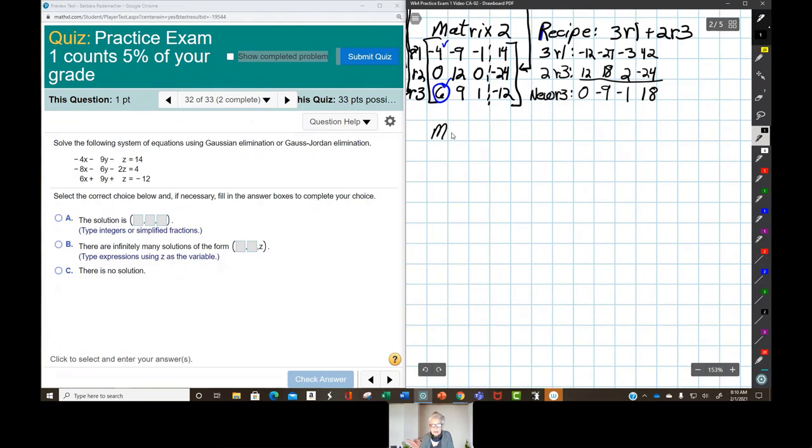All right, this is matrix 3. Row 1, row 2, row 3. And new row 3 is going to come down like that. 0, negative 9, negative 1, 18. And then I take row 1 and row 2 from up here, from the matrix immediately before this matrix. Negative 4, negative 9, negative 1, 14, and 0, 12, 0, negative 24.